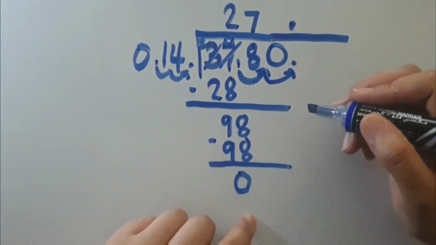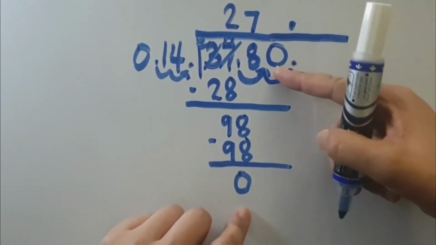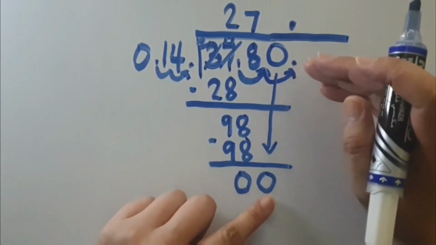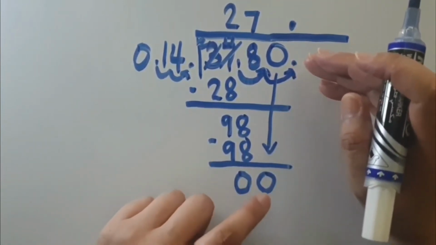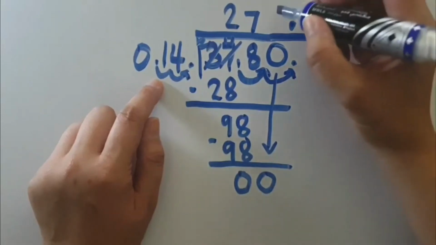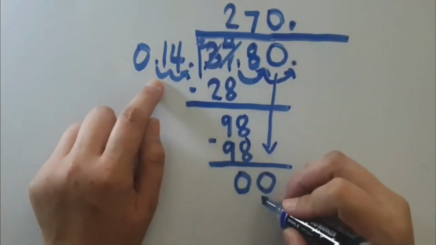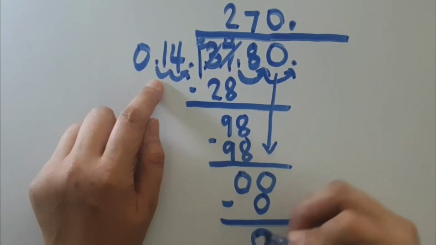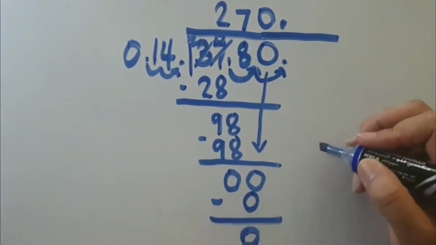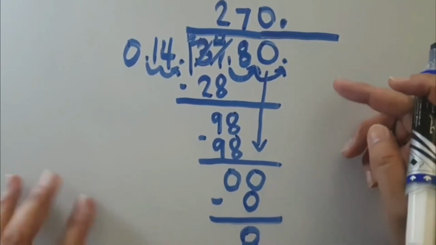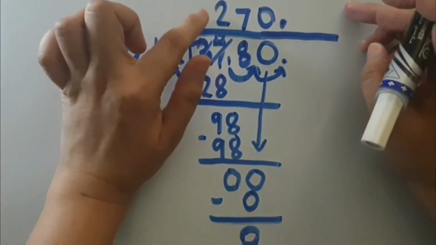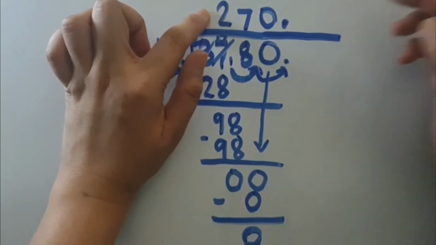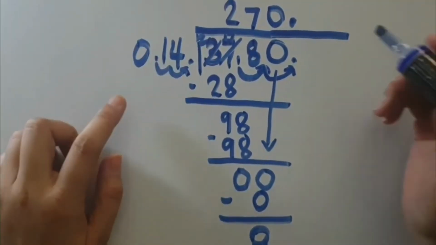But that doesn't mean that we should stop there. Because remember, we still have 1 0 to bring down. So you need to continue dividing. That will give you 0 divided by 14 is 0. And 0 times 14 is 0. So from this, 0 minus 0, that concludes your division problem. So the quotient is 270.